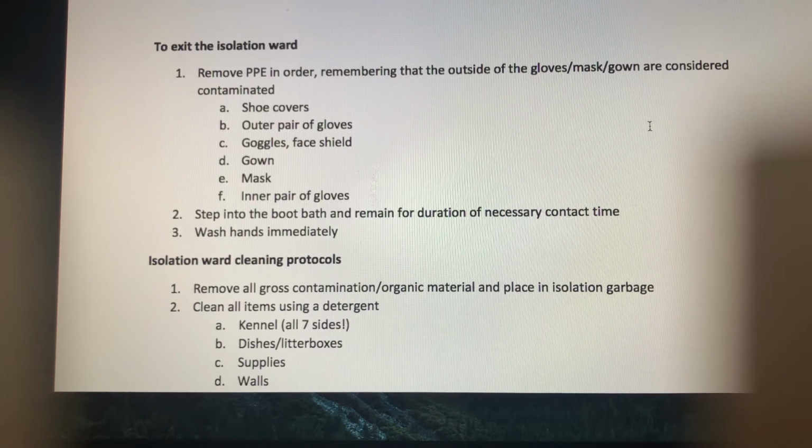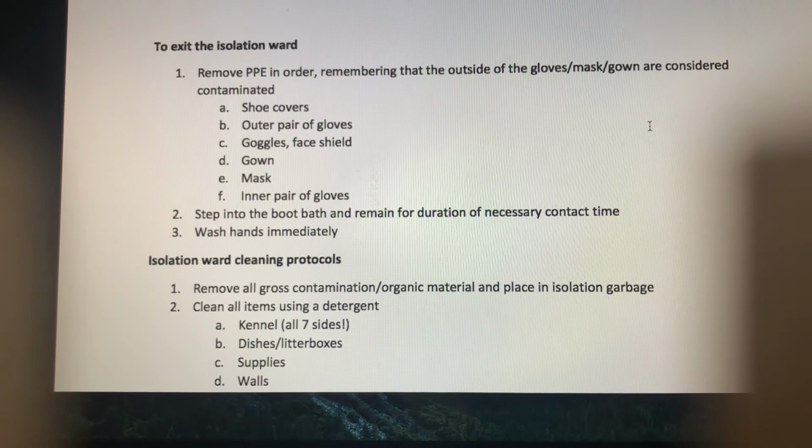You're going to remove the PPE in this order. And while you're doing that, you need to remember that the outside of the gowns, the glasses, the gloves, the mask, the gown, they're all considered contaminated. Even if they don't look grossly contaminated, assume that they are, okay? So just pretend that there's like a thin smear of poop all over the outside of the gloves, the mask, the gown, and that'll encourage you to not touch it.